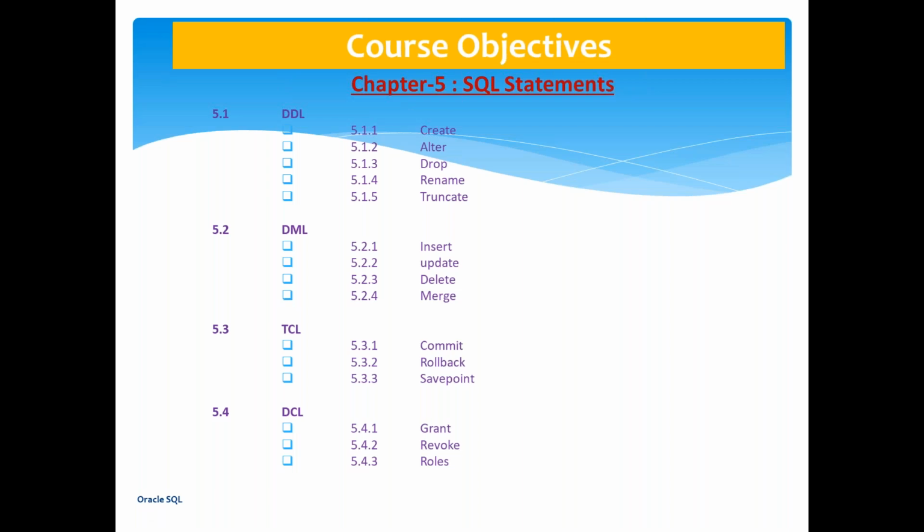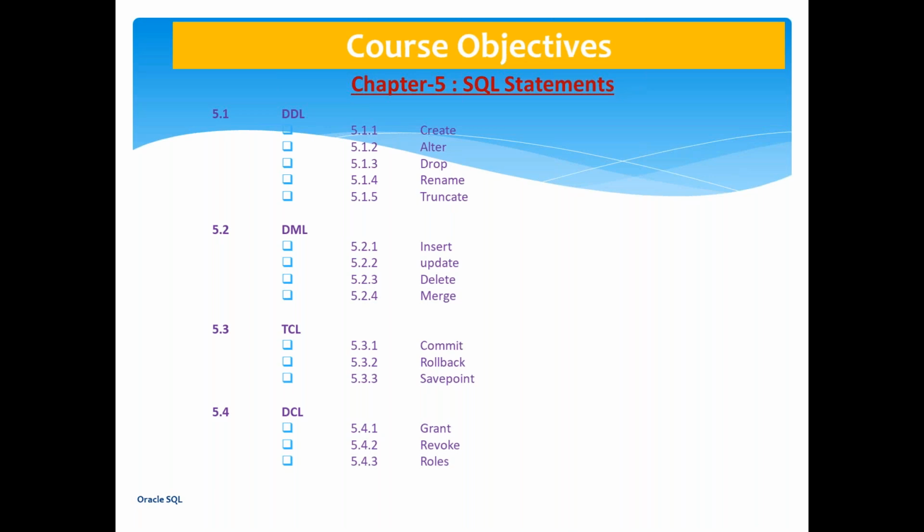Okay, the next chapter we'll discuss today is SQL statements. We already discussed the introduction part of SQL. Basically, there are 5 types of statements in SQL: DDL, DML, TCL, and DCL. Under DDL: create, alter, drop, rename, truncate. Create is used for creating an object. First of all, we'll create the table object, and we'll only do table-related work.